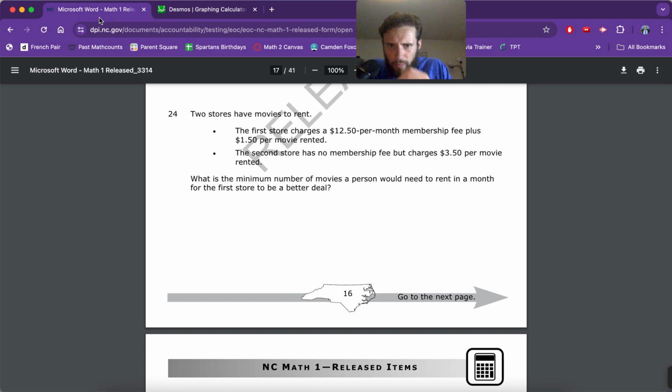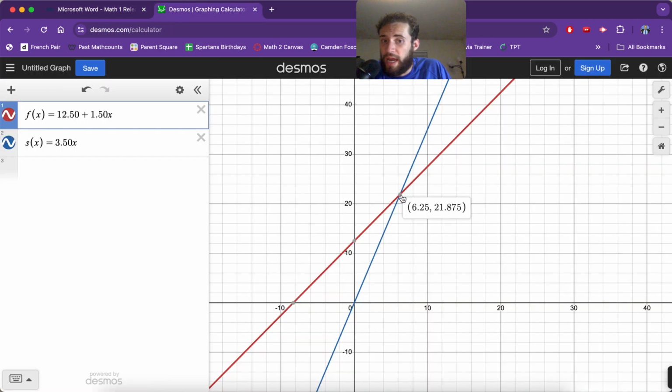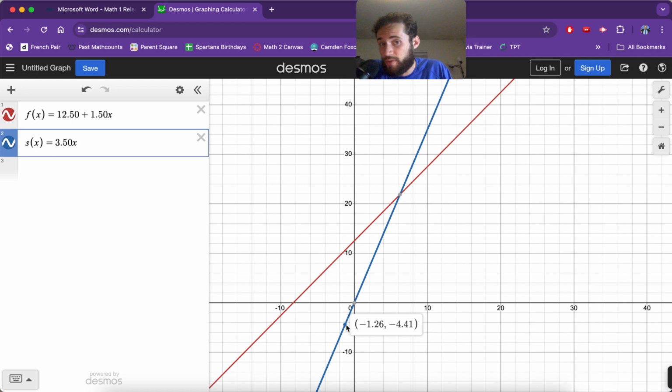All right, so let's see. The minimum number of movies a person would need to rent for the first store to be a better deal. Well, I think you can't rent 1/4 of a movie. I know Blockbuster's a little out of date, but I assume they don't let you break off the movie tapes or take a 1/4 of the disc. So it's got to be a whole number. Again, you can't rent a negative number of DVDs as well, although that wouldn't actually matter in this problem. So let's find the first integer that's bigger than 6 1/4, which is going to be 7.